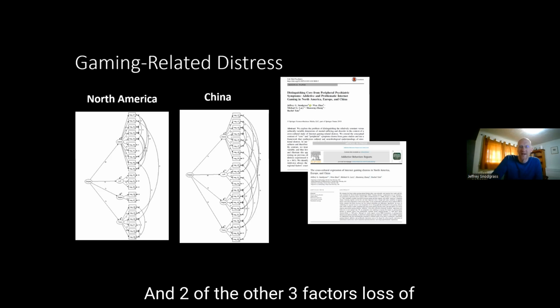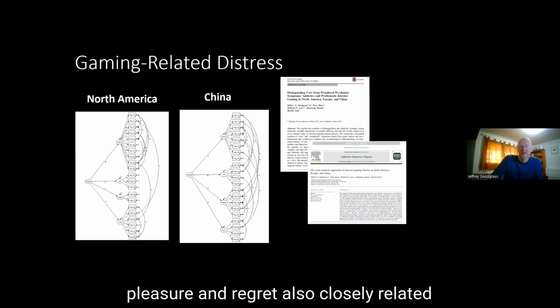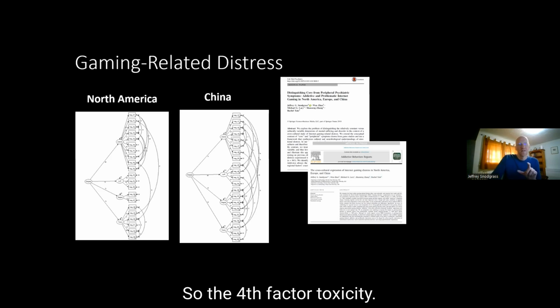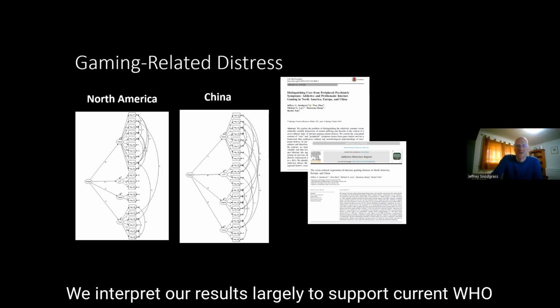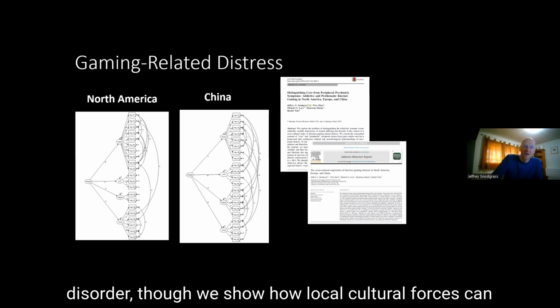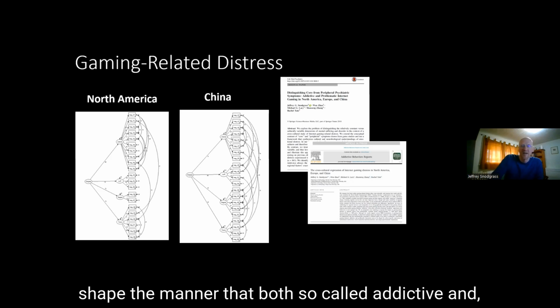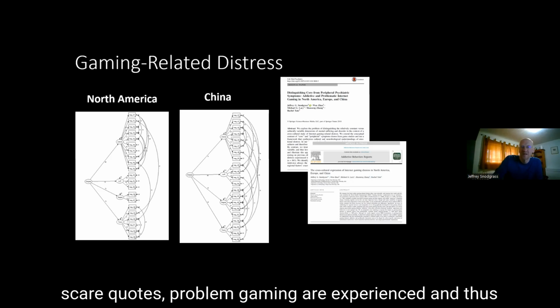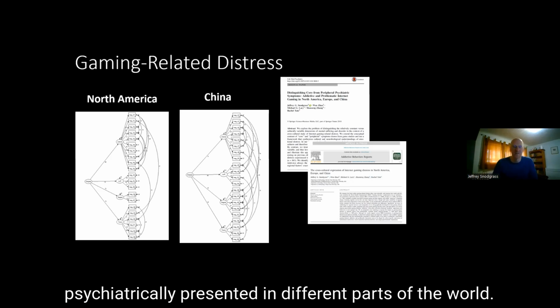And 2 of the other 3 factors, loss of pleasure and regret, also closely related to addiction experiences and behaviors. So the 4th factor, toxicity, is outside the purview of typical so-called addiction measures. We interpret our results largely to support current WHO formulations of gaming-related distress as an addictive disorder, though we show how local cultural forces can shape the manner that both so-called addictive and, in scare quotes, problem gaming are experienced and thus psychiatrically presented in different parts of the world.